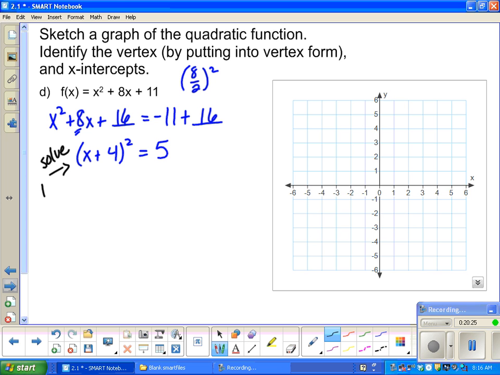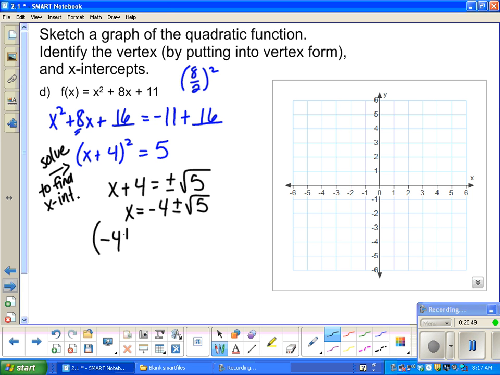Now at this point, we're going to solve to find the x-intercepts, just like we did before. This time though, when we take the square root of both sides, we have x plus 4 equal plus or minus the square root of 5. So x equals negative 4 plus or minus square root of 5. I subtracted 4 from both sides. So my x-intercepts are negative 4 plus or minus square root of 5, which has a value, if you put it into your calculator. Notice there are two x-intercepts, the plus minus.